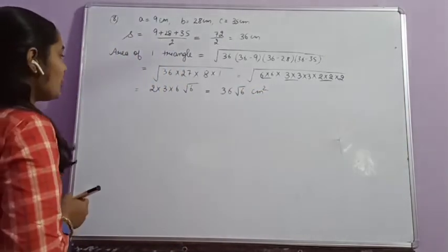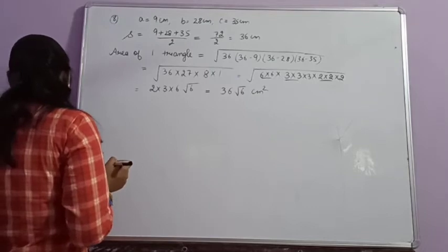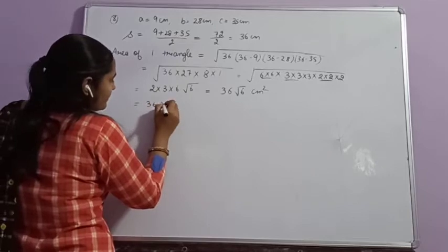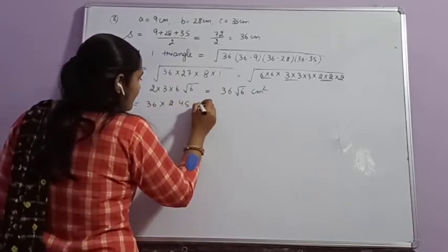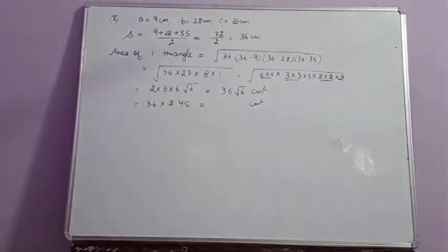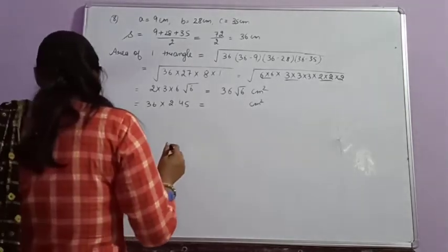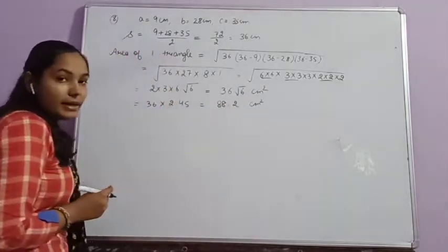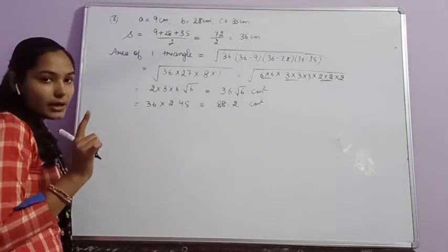Now we can put value of square root of 6. Square root of 6, that is equal to 2.45 approximately. Square centimeter. We can multiply 36 by 2.45. Clear? That will be approximately equal to 88.2. Clear? That is the area of one triangular tile.